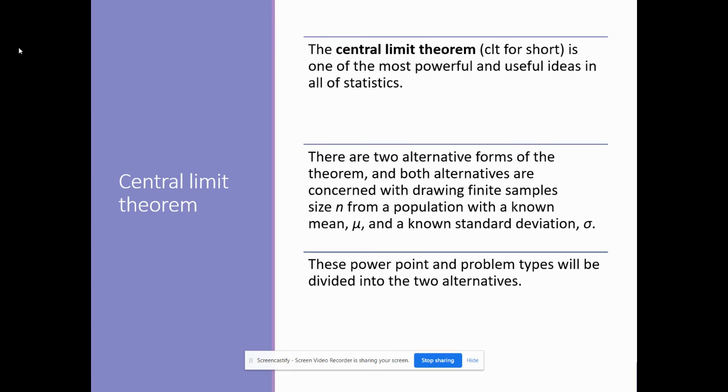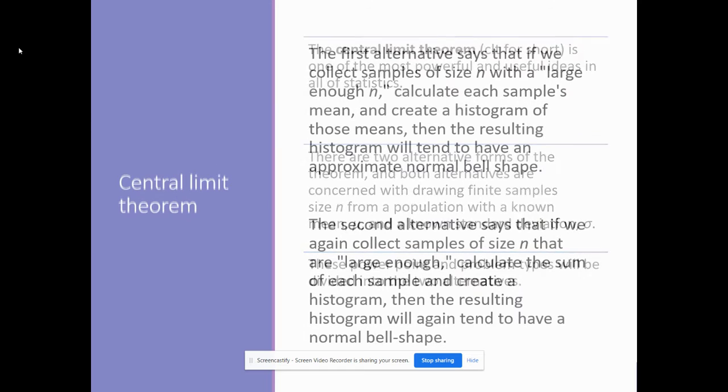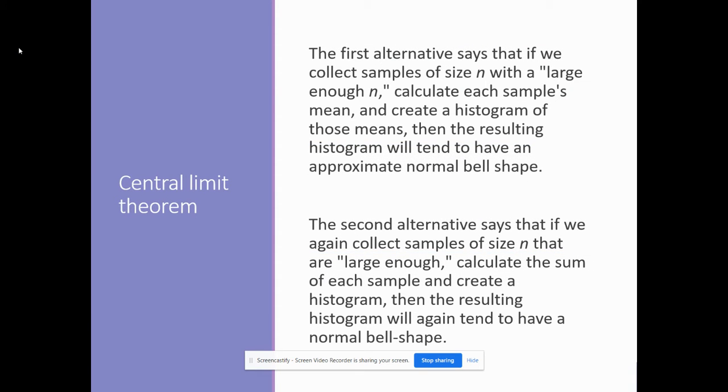So there's two different forms of the theorem, and both alternatives are concerned with drawing finite samples of n from a population with a known mean and a known standard deviation. So again, we're talking about populations. We know the mean and we know the standard deviation. So for this lecture, we're going to concentrate on one part of it, and then the next lecture we'll concentrate on the next part.